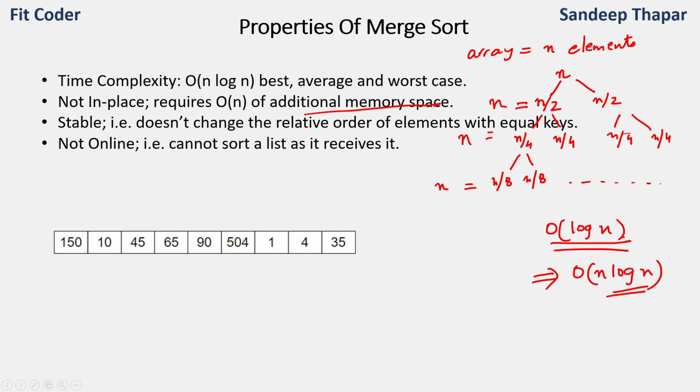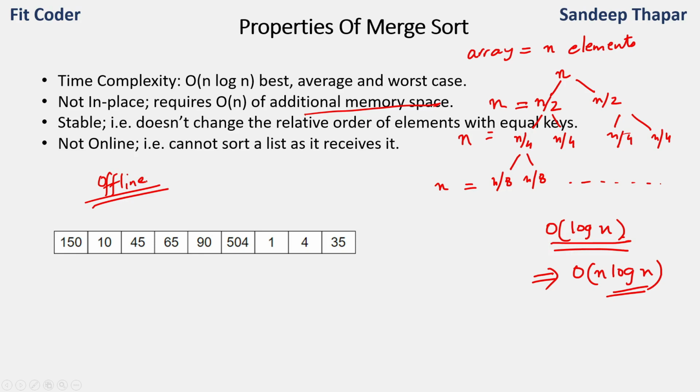It is not an online algorithm because at each step we are computing the midpoint and then splitting into left half and right half. So it cannot sort a list as it receives it. That means merge sort is an offline algorithm. So these were the important properties of merge sort.